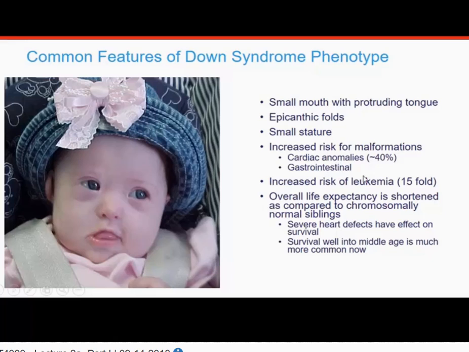They do have an increased risk of leukemia. The leukemia that children with Down syndrome get more often than children without Down syndrome is a megakaryocytic leukemia, the myeloid cell line, as opposed to the lymphoid cell line. When you hear childhood ALL, that's acute lymphocytic leukemia, which is by far the most common in the general pediatric population. But these kids tend to get one of the more adult-like leukemias.